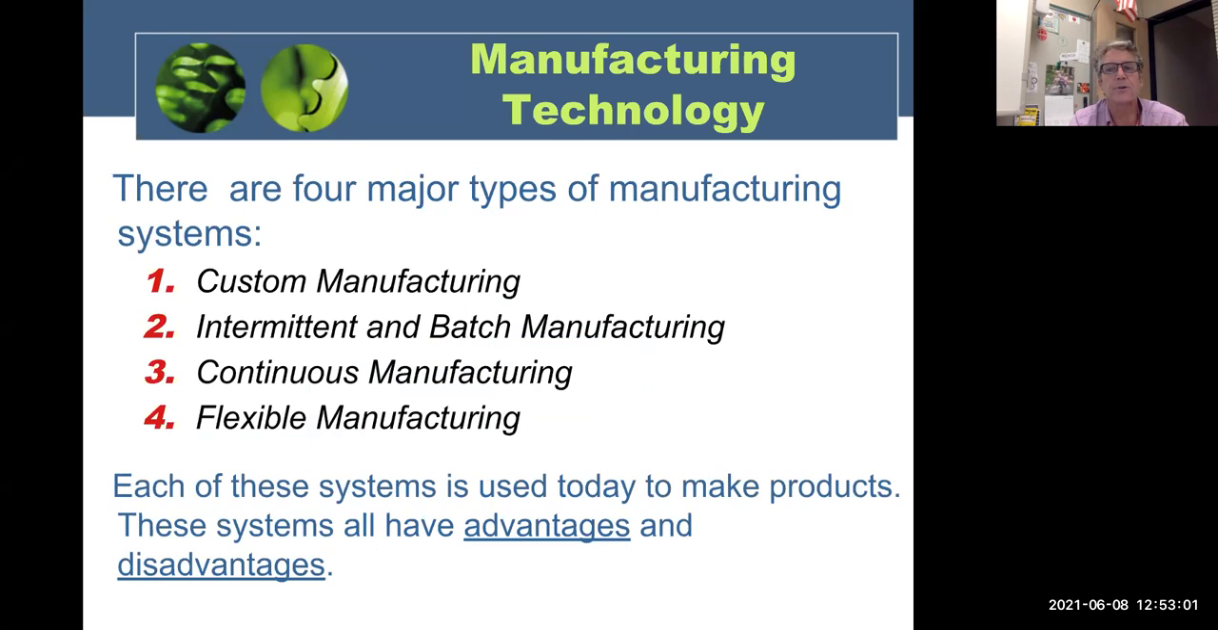There are four major types of manufacturing systems: custom manufacturing, intermittent and batch manufacturing, continuous manufacturing, and flexible manufacturing. Each of these systems is used today to make products. These systems all have advantages and disadvantages. They are optimized for one type of delivery and have trade-offs.